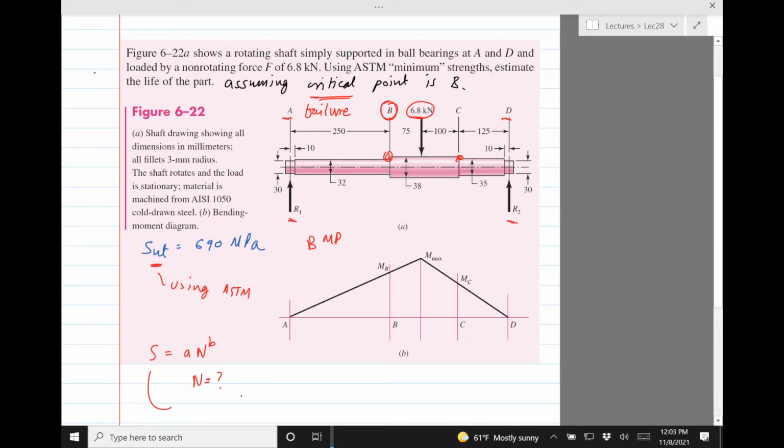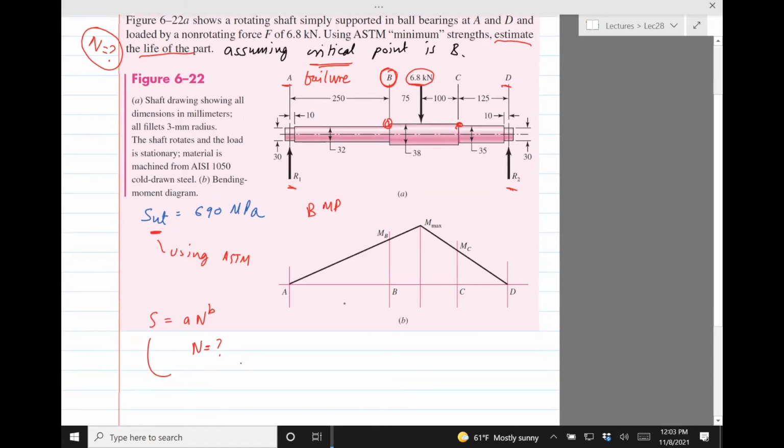Okay, life of the part means we should be thinking of N, right? Assume the critical point is B. So they've done a step further. It also gives you the bending moment diagram. The bending moment is 0 at A and D because clearly there's no moment at the supports. And then it reaches a maximum at the point where the force is applied.